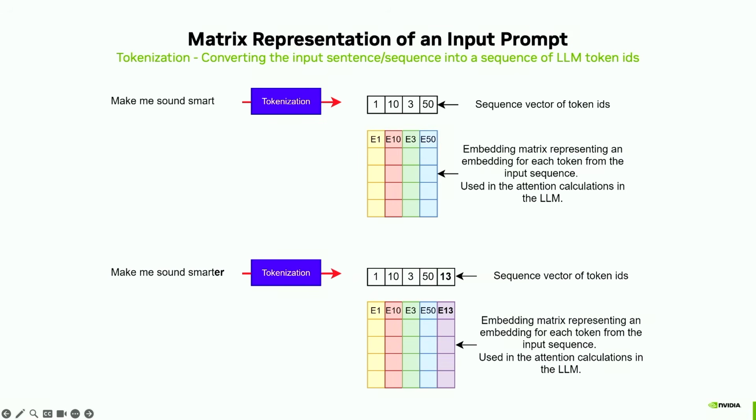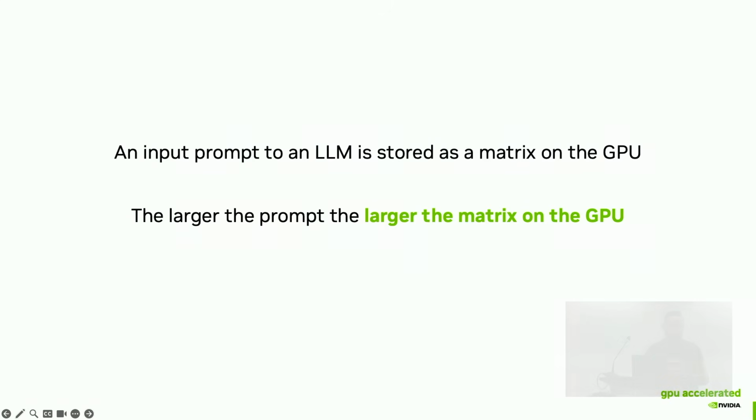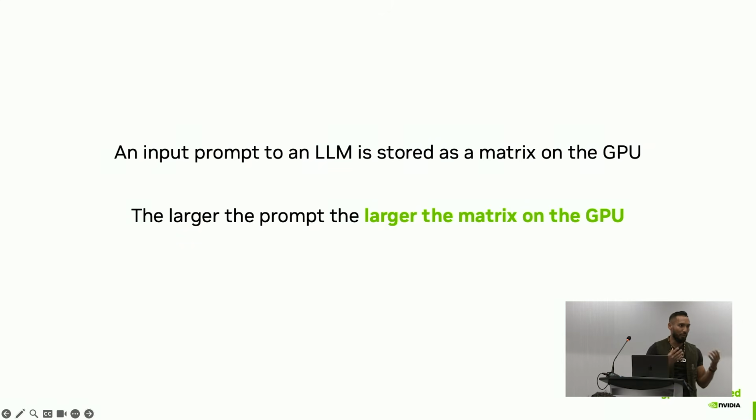"Make me sound smarter" becomes a matrix with an extra column. So in reality, what you're doing every time you submit a prompt, I don't care what LLM you submit it to, who you submit it to, this is what you're doing. You are converting your text, now images as well, into tokens or something like that. That'll be another interesting talk, to do diffusion models, et cetera. But you're really putting this large matrix on the GPU.